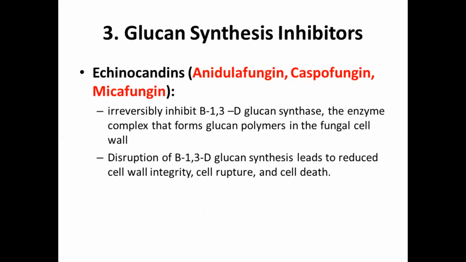Next, we have glucan synthesis inhibitors such as echinocandins. So echinocandins include anidulafungin, caspofungin, and micafungin. Ang mechanism nito is that it irreversibly inhibits beta-1,3-D glucan synthase.